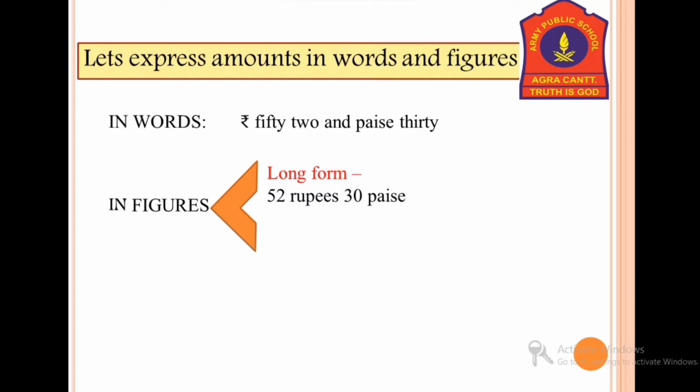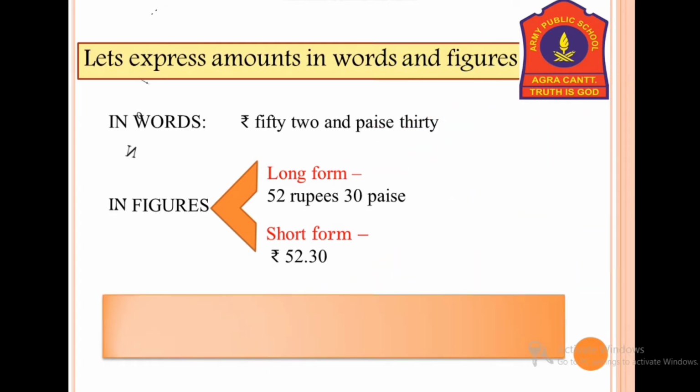And while writing in short form, so children, this is the way we are writing in short form. Rupees 52.30 paise. Means this is how we are writing. All numeric values are to be written in the short form with the symbol of rupees. And here you need to note down one thing, that the point separates rupees from paise.